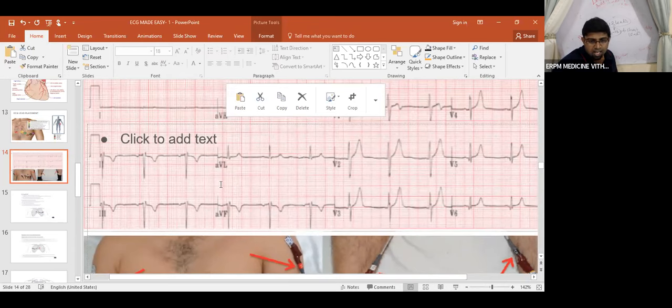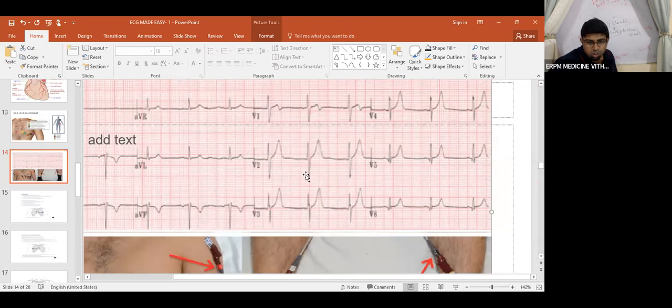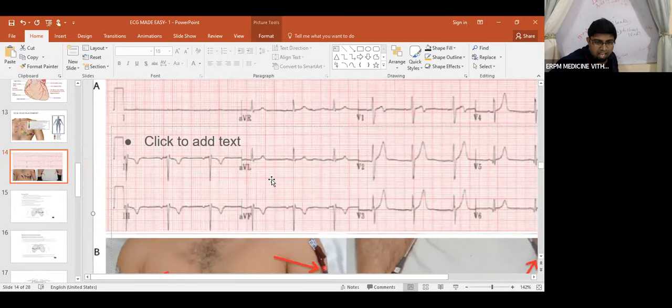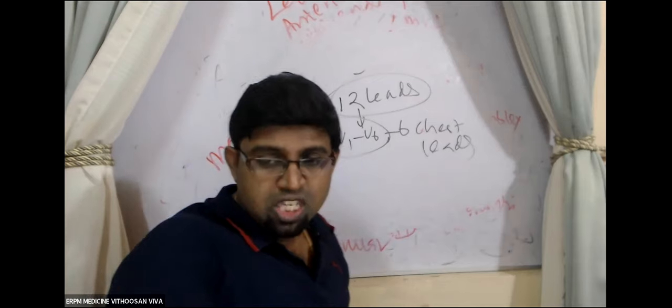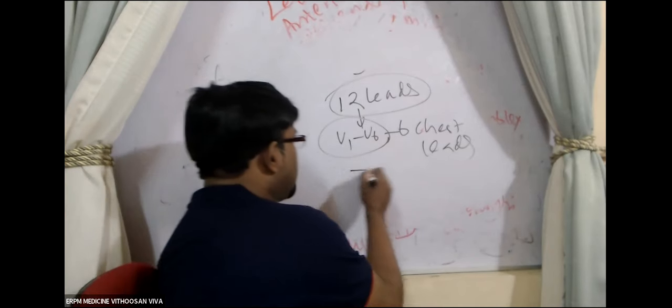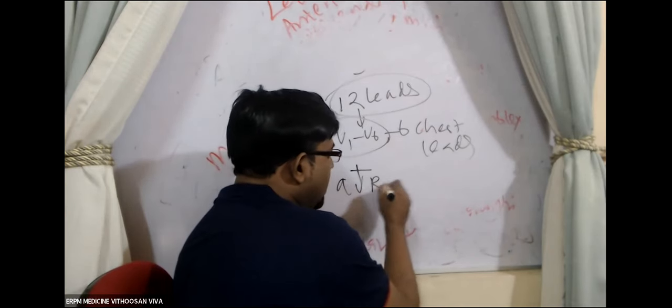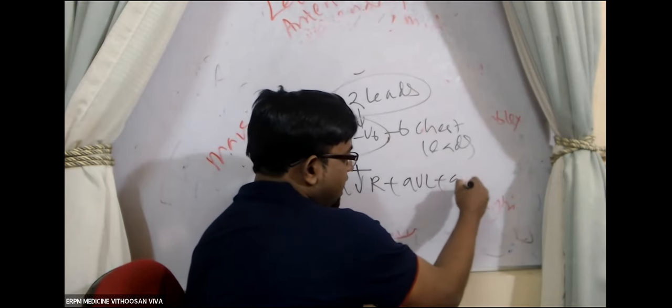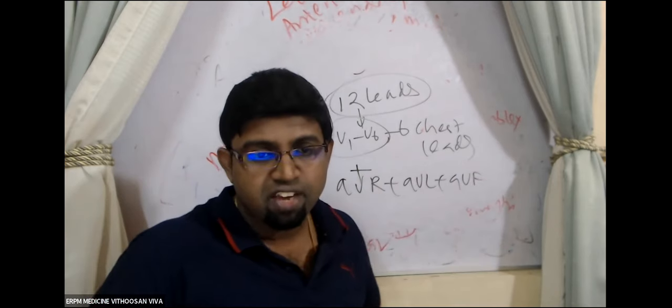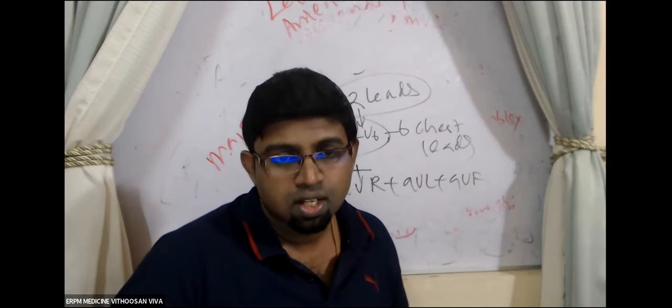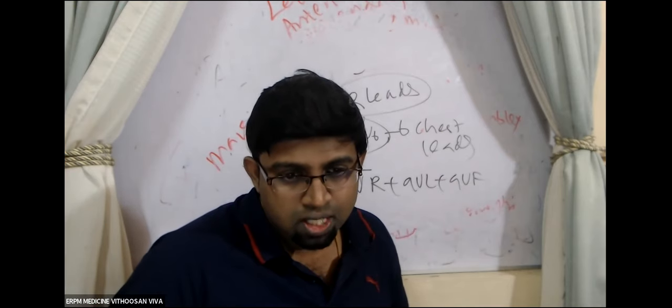So we have seen V1, V2, V3, V4, V5, V6. V1 to V6 are the 6 chest leads. And in addition to this, we have another three: AVR, AVL, AVF. Understood? Right, now the next point.